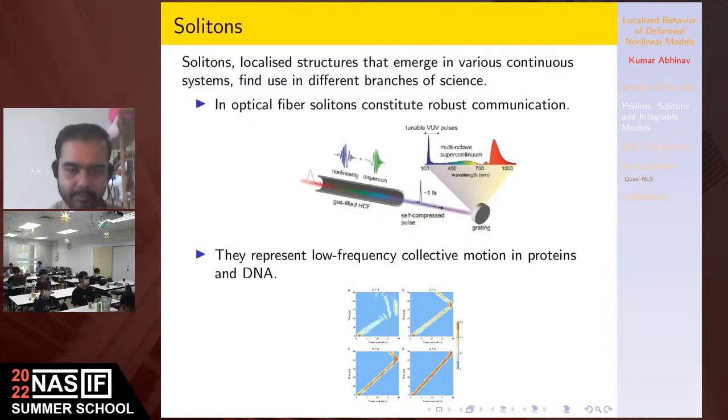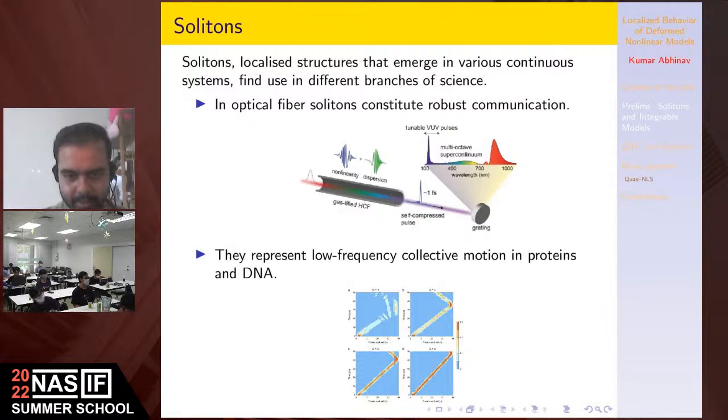Then in biology, our bodies behave in certain ways that solitons can express, the localized excitations. So you can see these protein dispersion pictures, and also in the DNA system. These plots are for protein dispersion pictures.